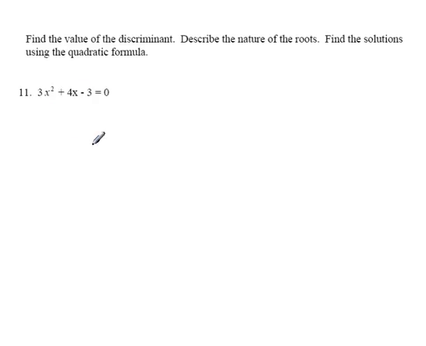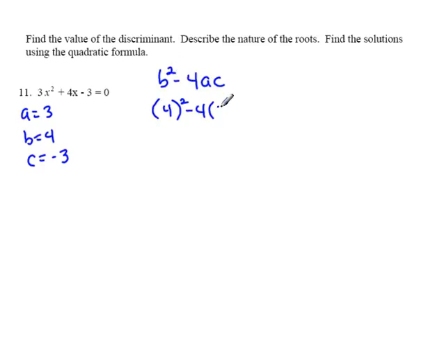Okay, problem number 11, same directions. It is in quadratic form, general form here, with a equal to 3, b equal to 4, and c equal to negative 3. Okay, so let's find the discriminant. b squared minus 4ac, 4 squared minus 4 times 3 times negative 3. When you use your calculator, I get 52.